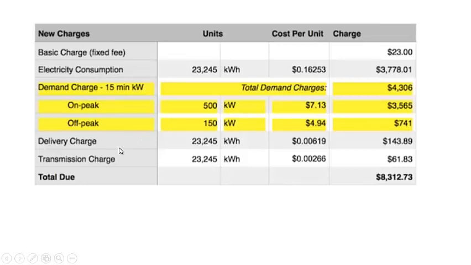There are other charges which we haven't discussed in our tariff. As I told you, these things vary from country to country. This is one country's bill. I have taken it from the internet to show you. So the delivery charge is 0.00619 per kilowatt hour, and the transmission charge is 0.00266. So for this it comes to $143.89, and this is $61. When you add it up, it comes out to be $8,312.73.